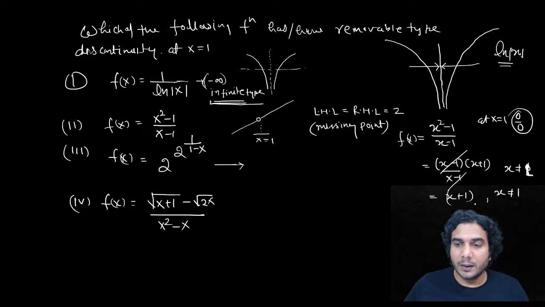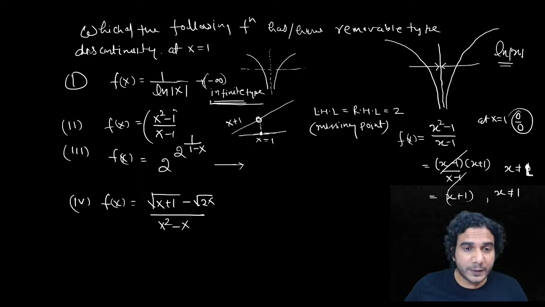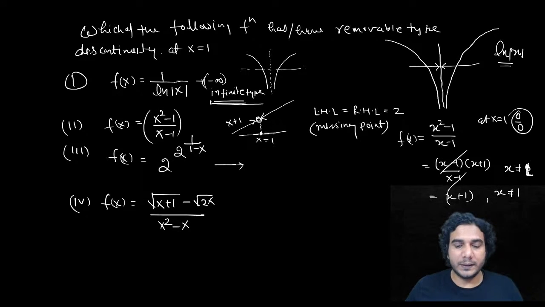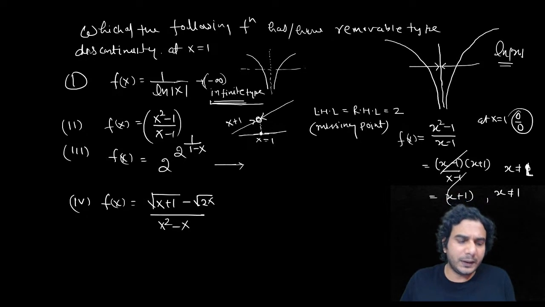So it will be equal to x plus 1, and that's why I have plotted this line x plus 1. But you can see there's a hole, at x is equal to 1, because at x is equal to 1, this expression is not defined. So left and right limit will be 2, but at x is equal to 1, the function is not defined, hence it has a missing point discontinuity. All right, I hope it is clear.